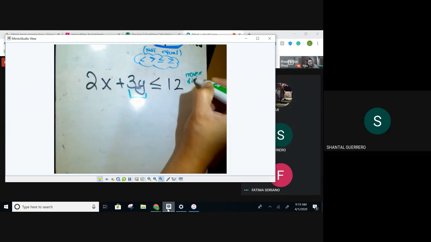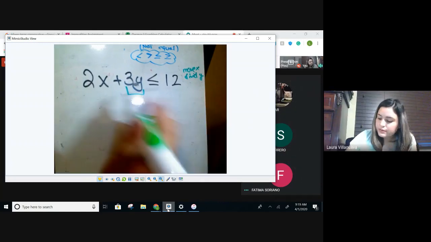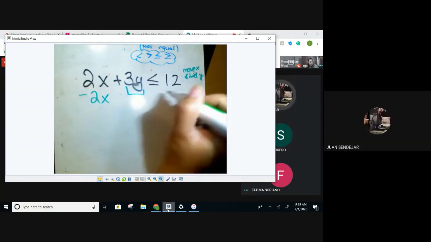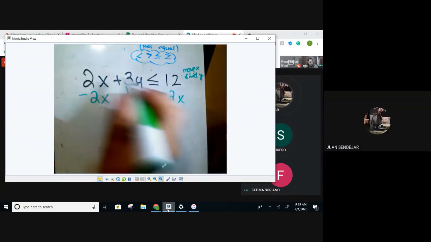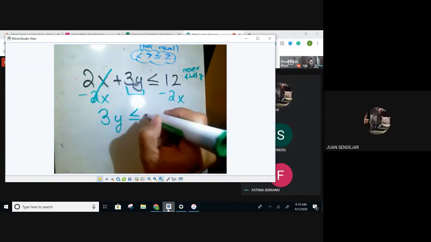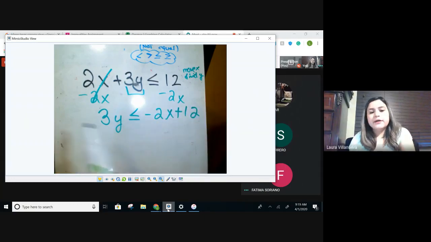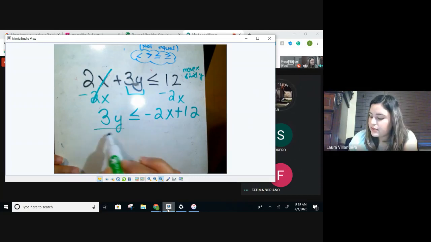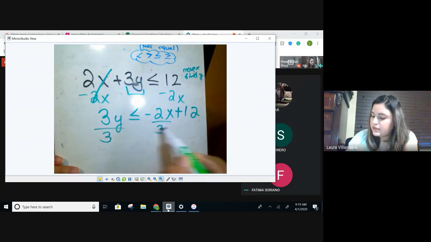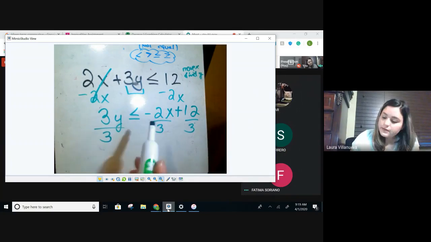Move x, divide by y. So I'm going to move 2x. And when I move it, I have to put negative. This is what we've been doing for a while, right? Negative 2x plus 12 divided by the y. You divide by the 3. You're only going to flip if you divide by a negative.